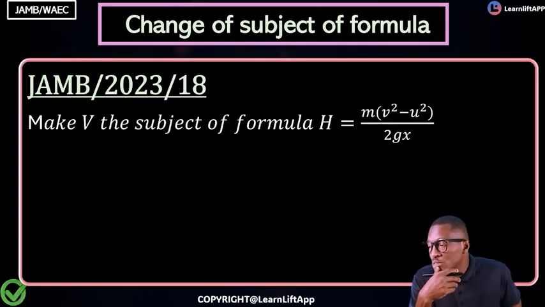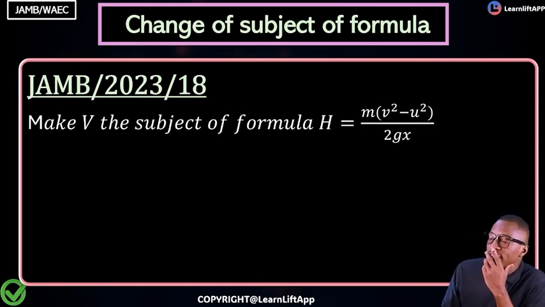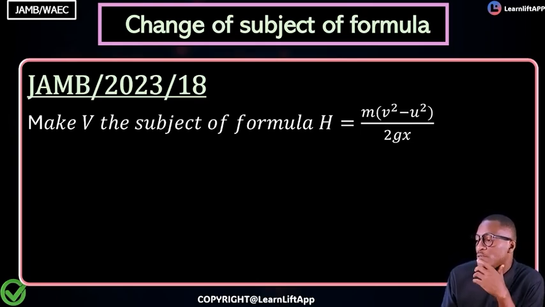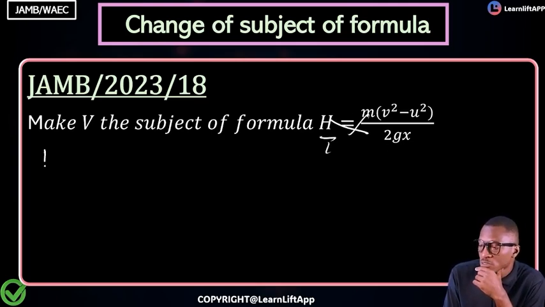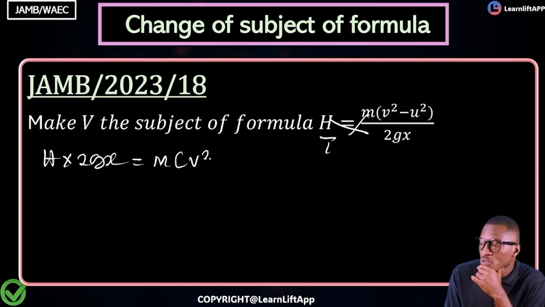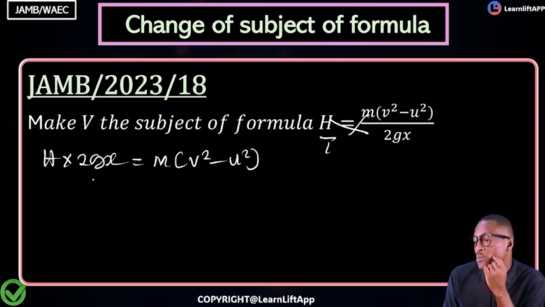Question 18. Make v the subject of the formula. We're making v. Now to make it simple, I will cross multiply. So this over 1 multiply. That will give us h times 2gx is equal to m into v squared minus u squared. So for me now, what are we making? We're making v the subject of the formula.